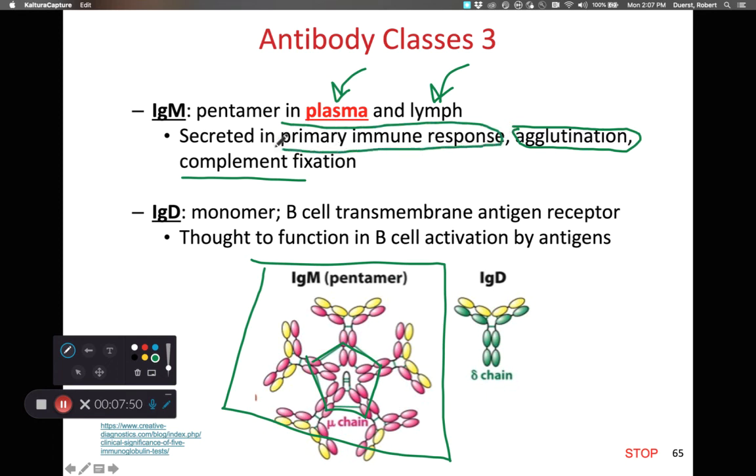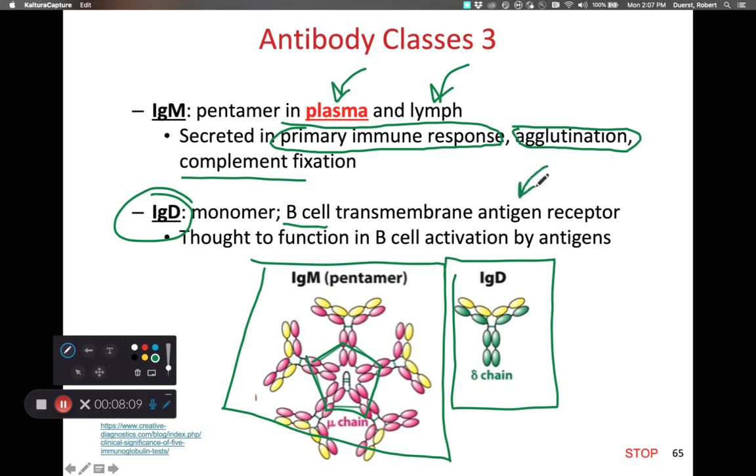So the first time we're exposed to a pathogen, we release immunoglobulin M in response to that exposure. And then finally, we have immunoglobulin D, another monomeric-based antibody. Immunoglobulin D is a B cell, or B lymphocyte, transmembrane antibody that serves as an antigen receptor on the B cell and helps B cells to be activated when they are exposed to antigens within our bodies.